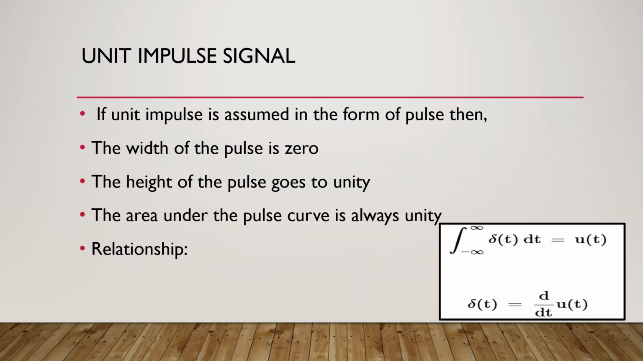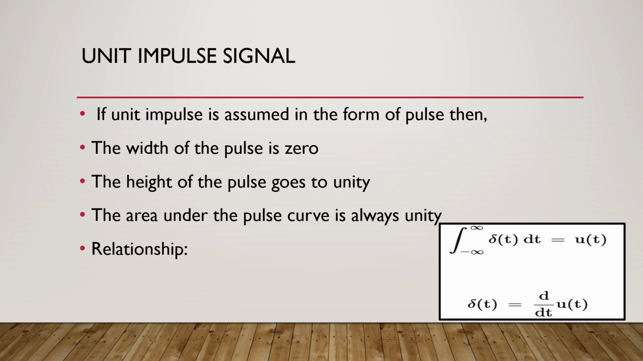Now, the unit impulse signal is assumed in the form of a pulse. We can say that the width of the pulse is 0 and the height is unity. If you consider a normal impulse signal, the amplitude or height can be taken as infinity. So the area under the pulse curve is always unity.